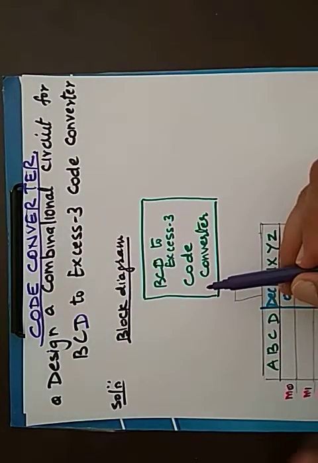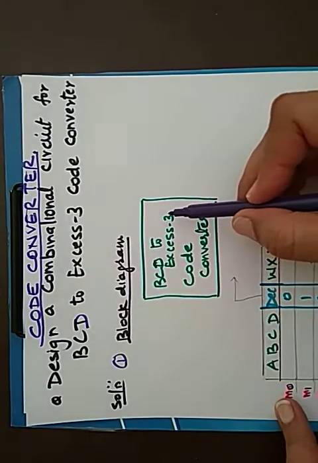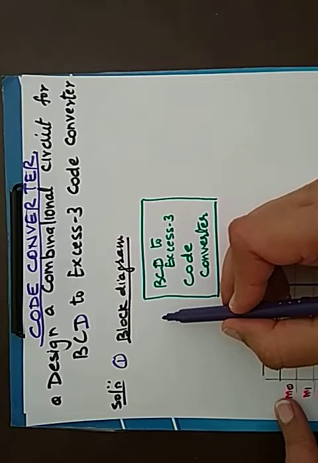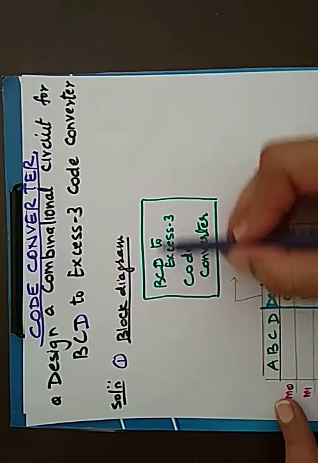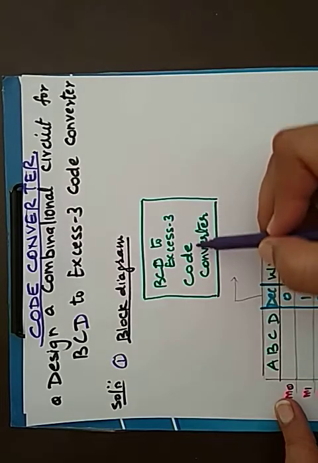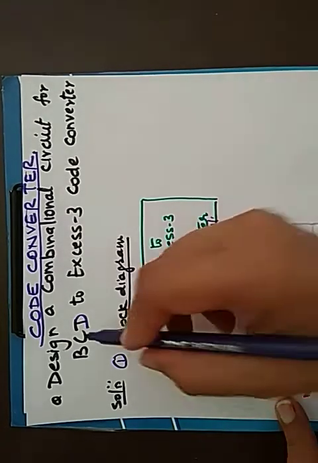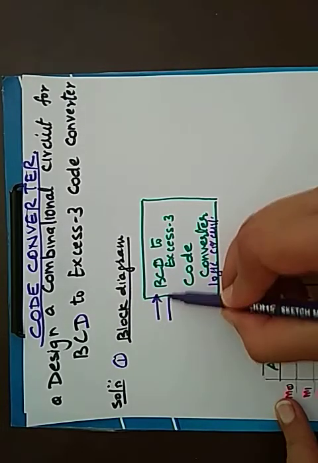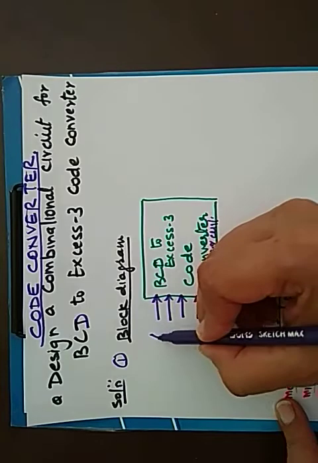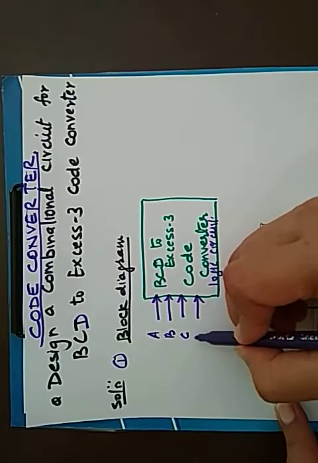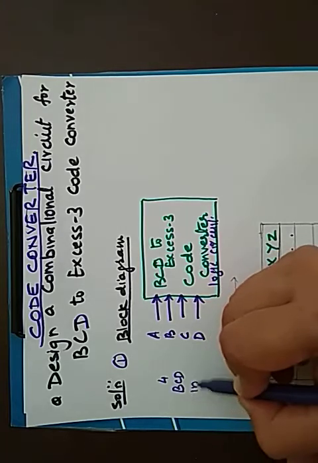To design any combinational circuit, the first step is to draw its block diagram and find out the number of inputs and outputs. In this case, this circuit, BCD to XS3 code converter logic circuit, we know that BCD is a 4-bit code, so the number of inputs are 4. Let us label those as A, B, C, D, and these form our 4 BCD inputs.